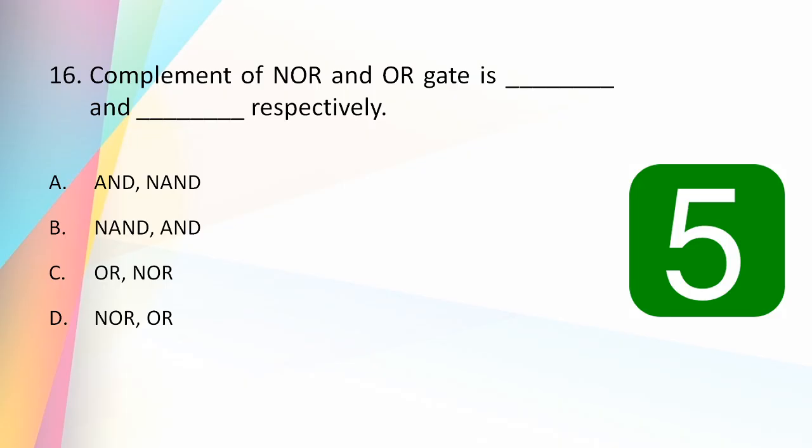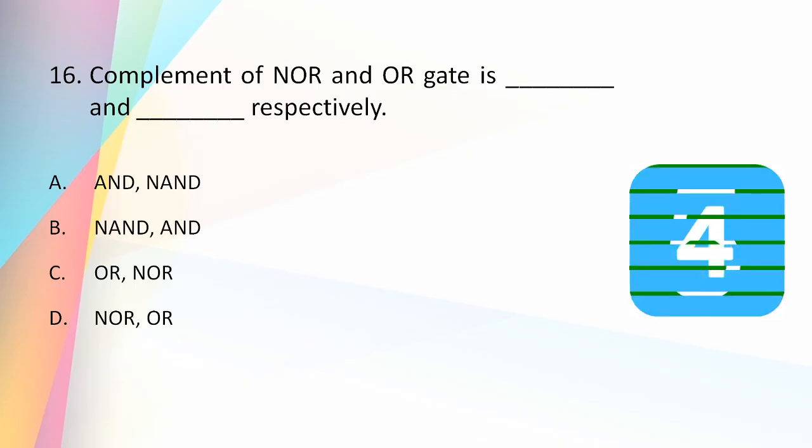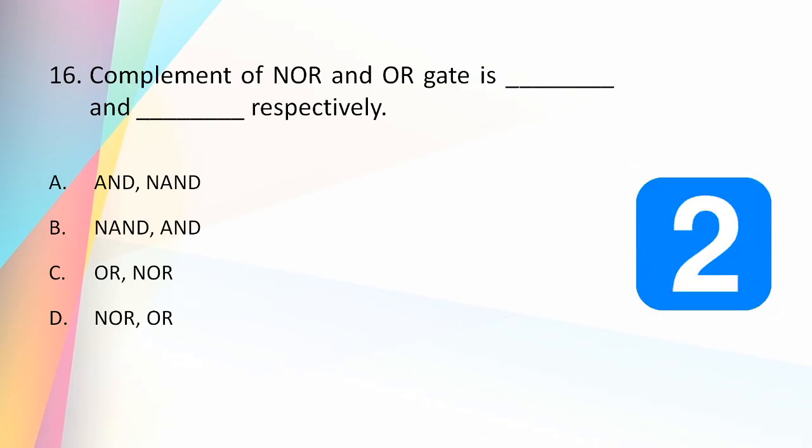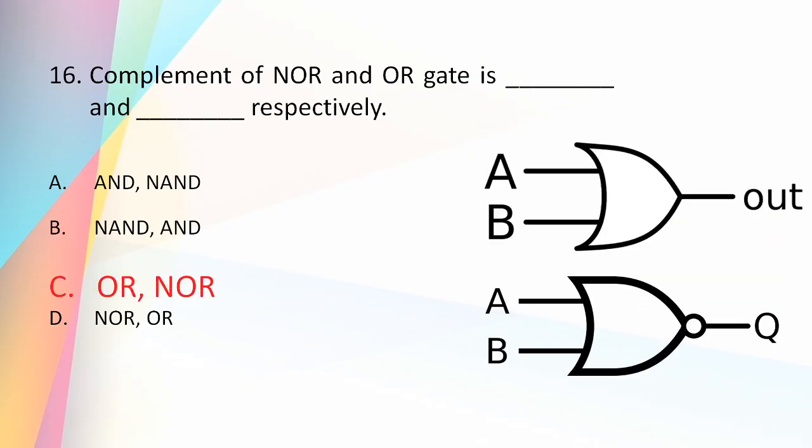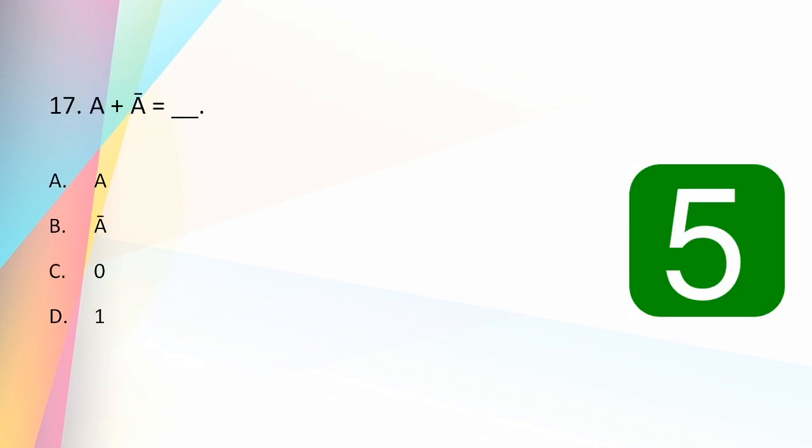Complement of NOR and OR gate is dash and dash respectively: NAND, NAND; OR, NOR; NOR, OR? And the answer is OR, NOR. So if you complement NOR, you will get an OR gate, and if you complement OR, you will obtain a NOR gate.